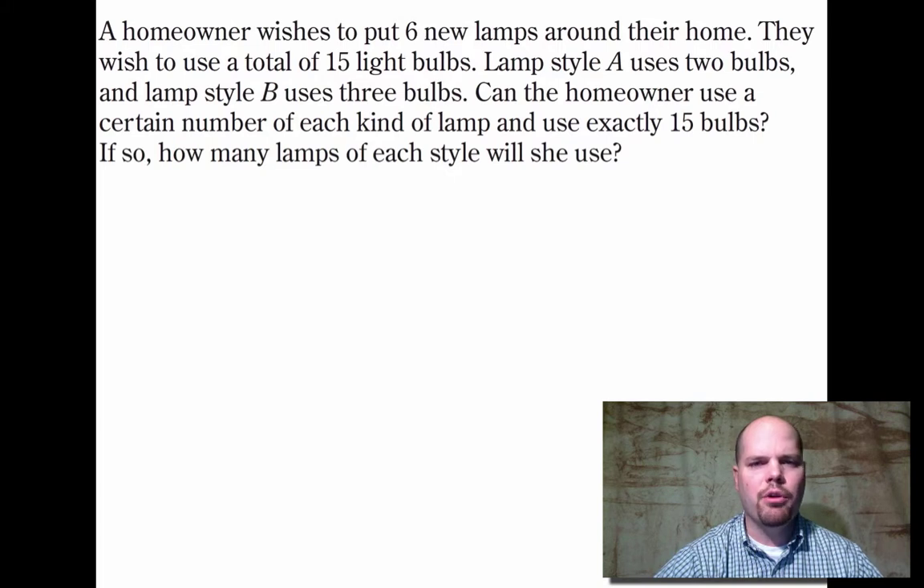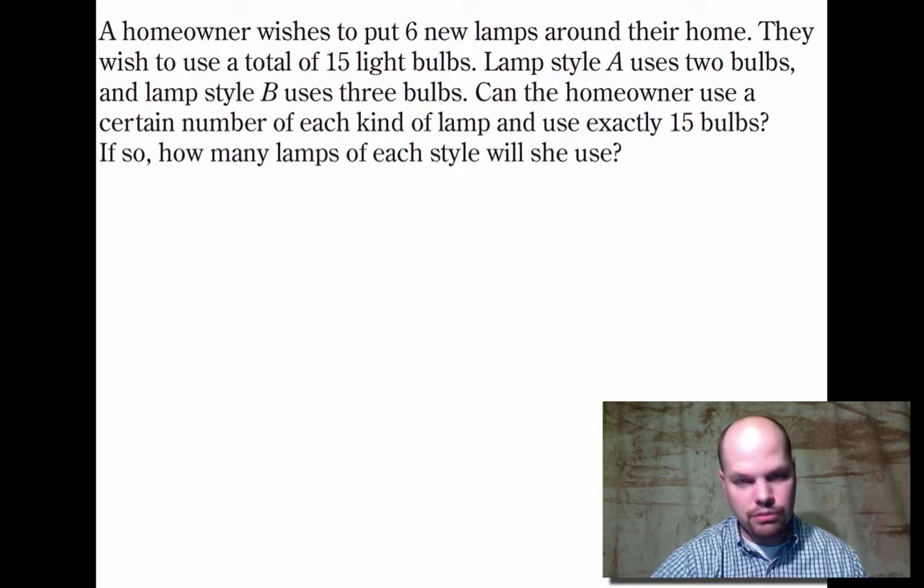Okay, let's say a homeowner wishes to put 6 new lamps around their home. They wish to use a total of 15 light bulbs. Lamp style A uses 2 bulbs, and lamp style B uses 3 bulbs. Can the homeowner use a certain number of each kind of lamp and use exactly 15 bulbs? If so, how many lamps of each style will she choose?